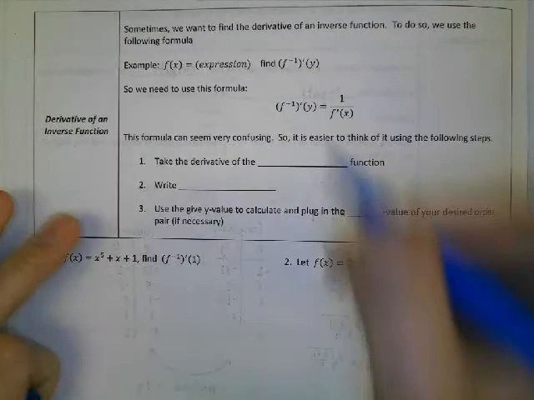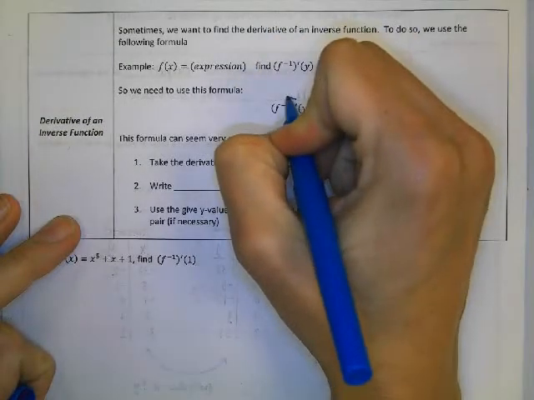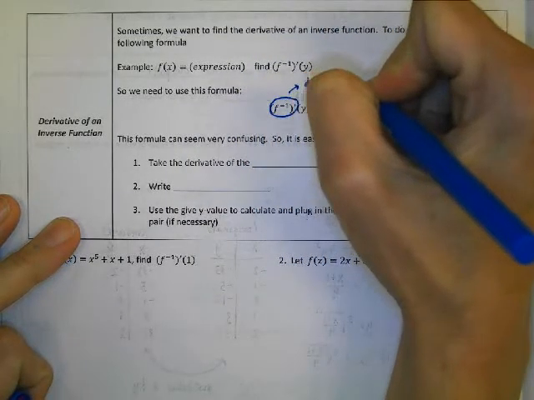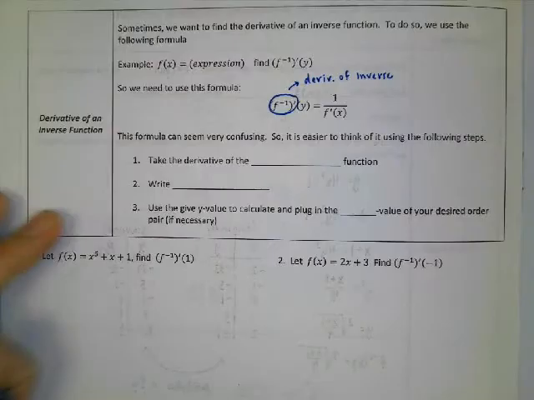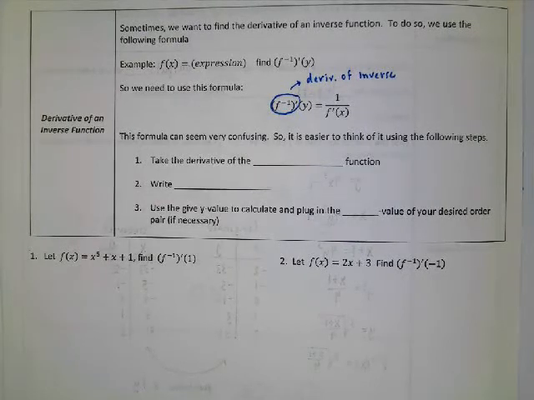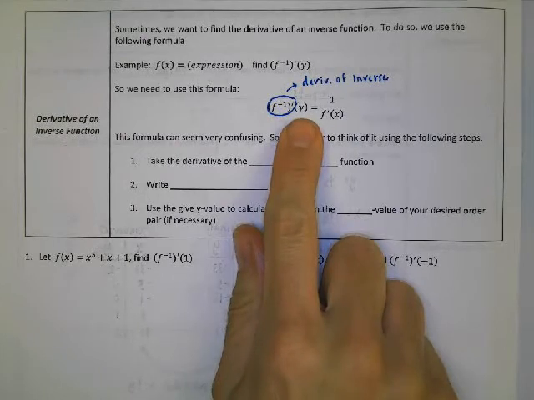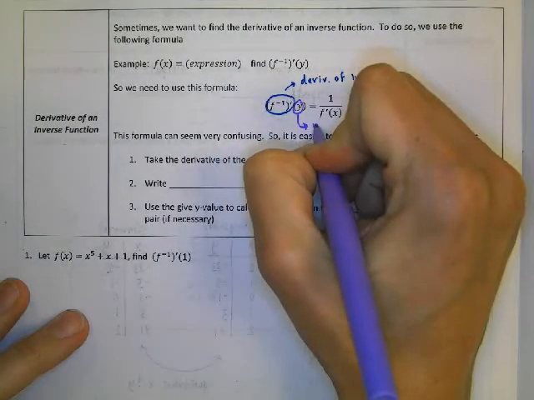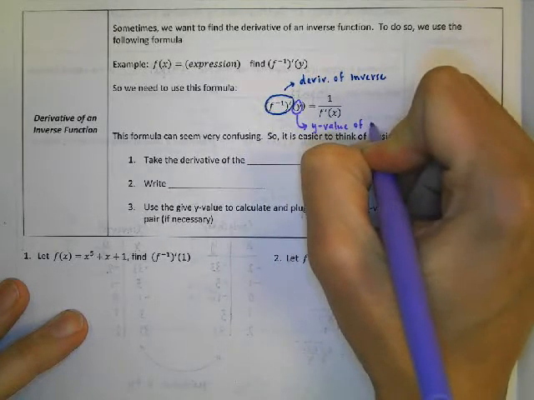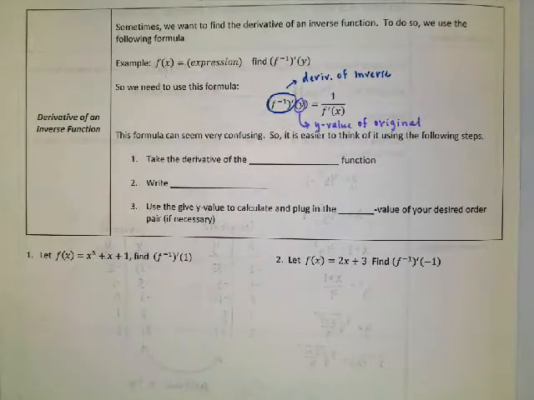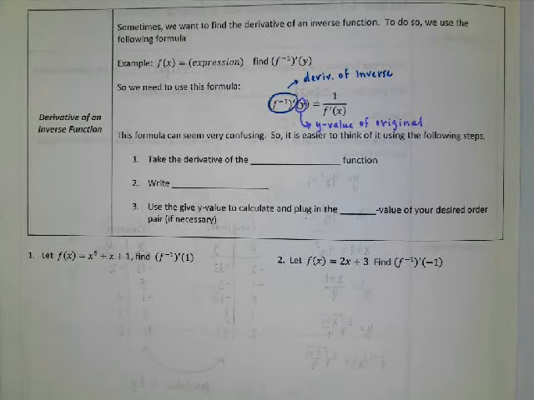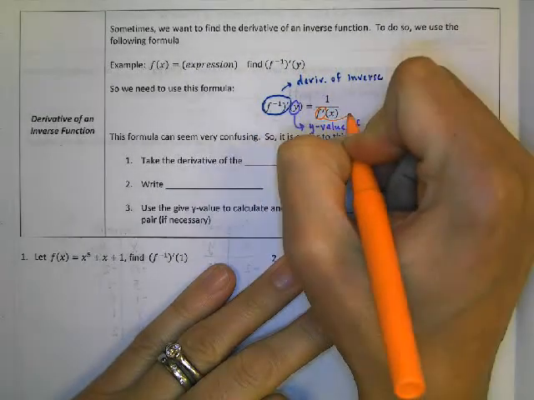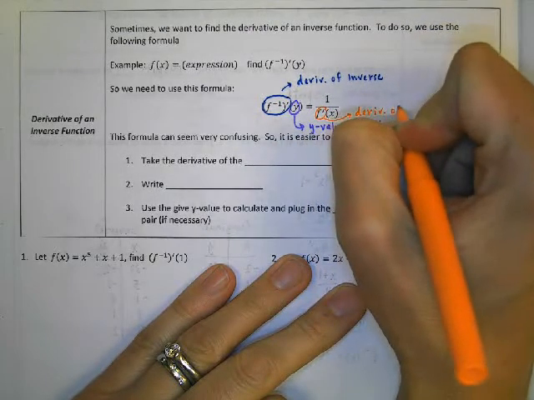And just to clarify what we're talking about here, when we're talking about this f inverse prime, we're talking about the derivative of the inverse. Now remember, we said that the input to the inverse is the output of the original function. So this y value here is the y value of the original function. Okay, so that derivative of the inverse at that given y value is going to be 1 over f prime of x. F prime is the derivative of the original.